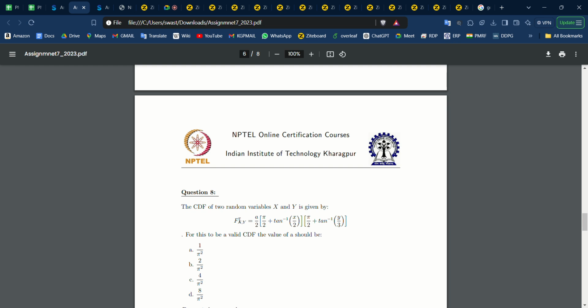Okay. The CDF of two random variables x and y are given by (1/pi)(pi/2 plus arctan(x/2)) times (1/pi)(pi/2 plus arctan(y/3)).